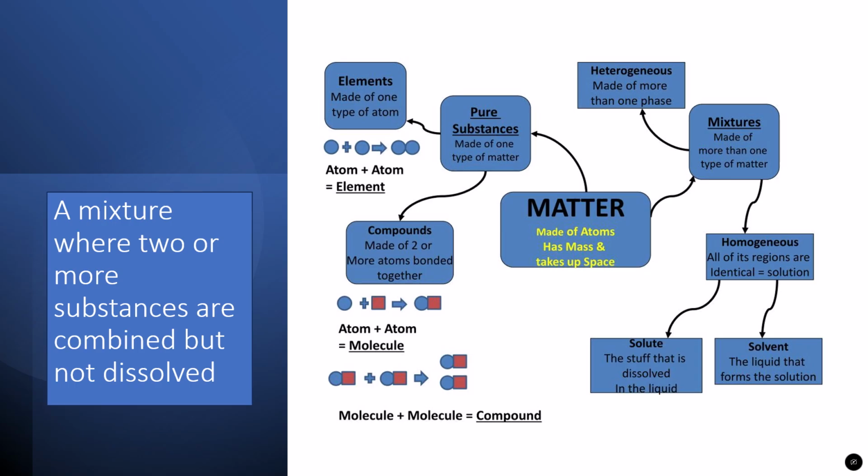Okay, then you get homogeneous mixtures. That is where you get a solute, that is something that is dissolved in a liquid, and you get a solvent, that means the liquid that forms the solution. And if you mix those two things together, you get a solution.